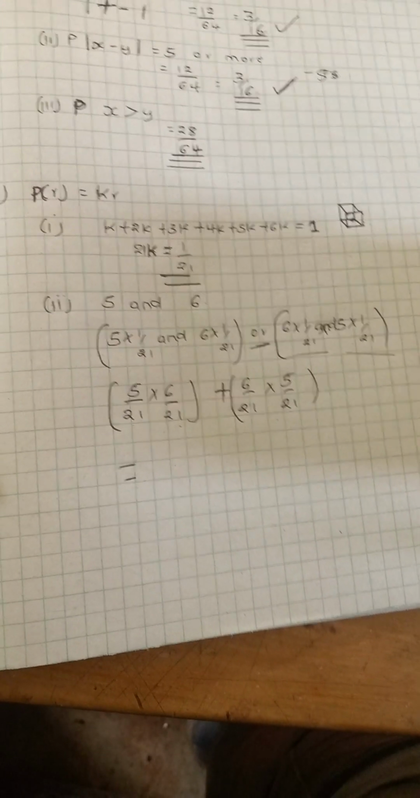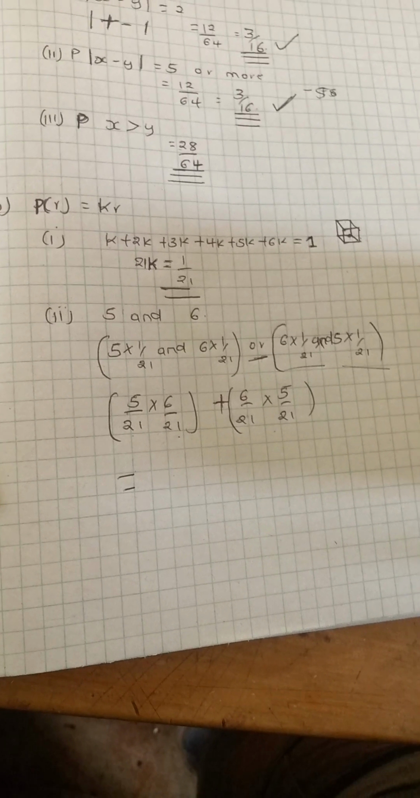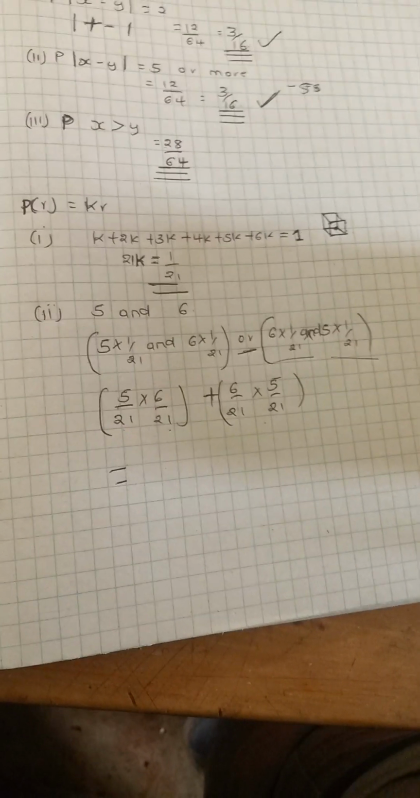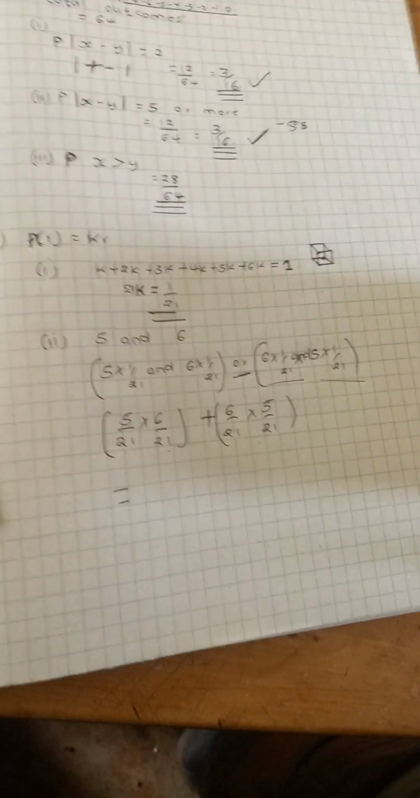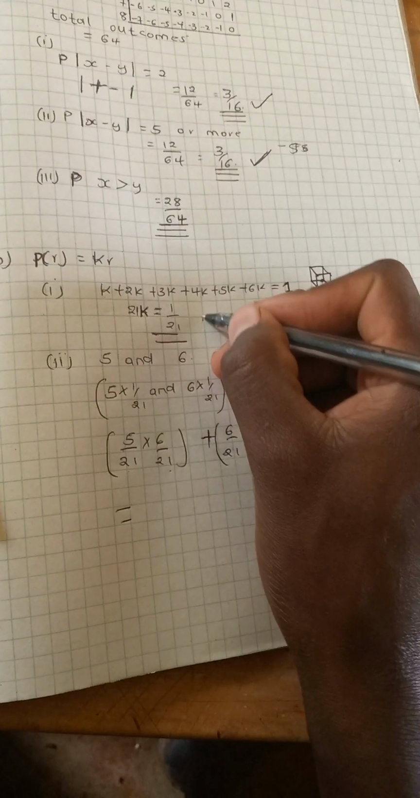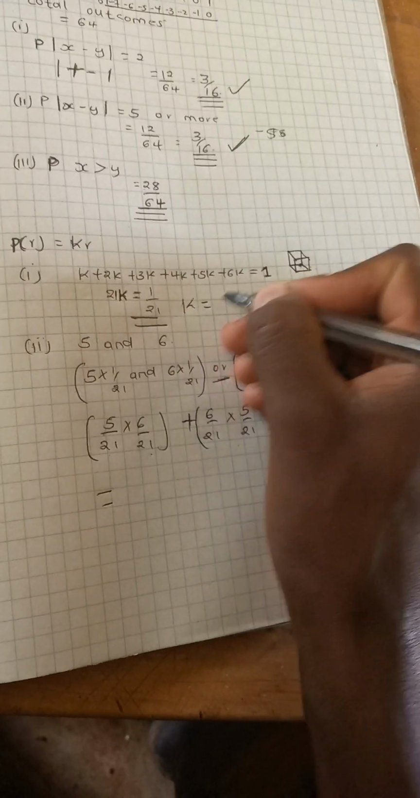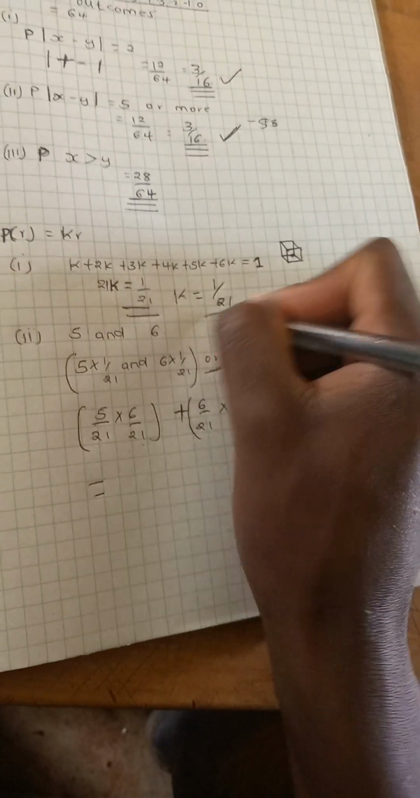So that is part B Roman 1 of that question. We are told, find the value of k. So you can equate those values to total probability, which is 1. Then you can get the value of k to be 1 over 21.